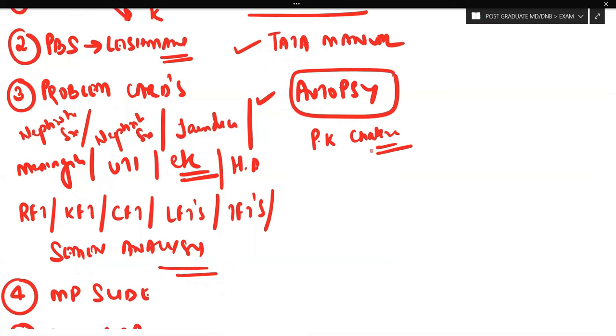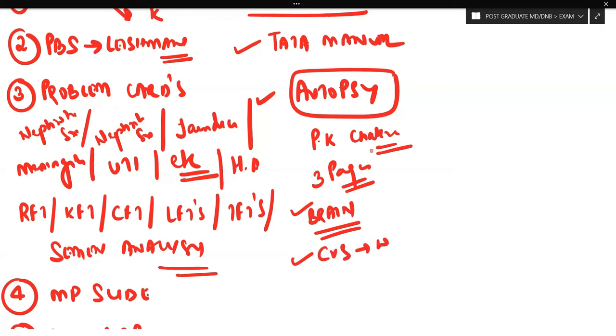So over there, they have given a basic autopsy. There are just 3 pages wherein they have discussed what type of incision you should take and how you should approach autopsy of various organs. I will share a YouTube video wherein they have shown very clearly how you should retrieve the brain. Okay. Then the cardiac autopsy or the CVS autopsy has to be read from Washington's manual.